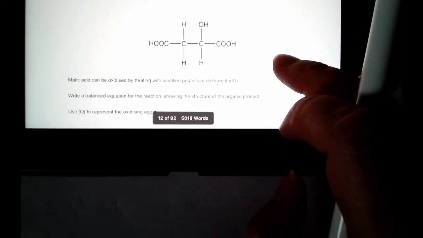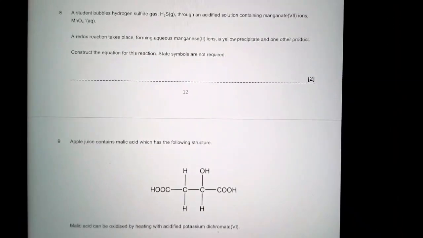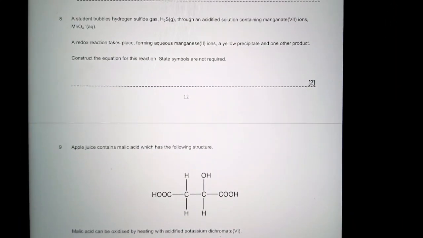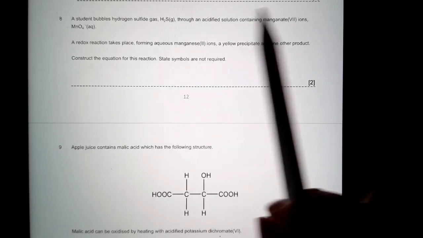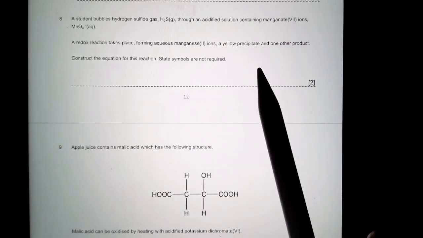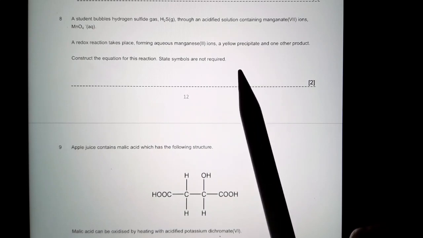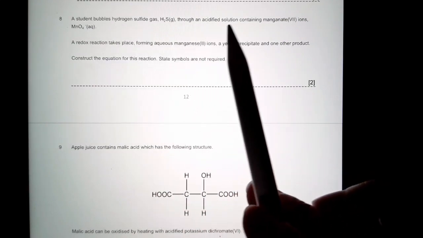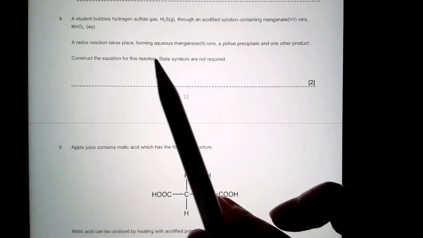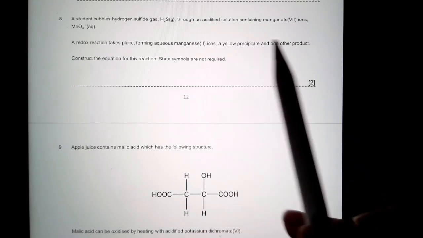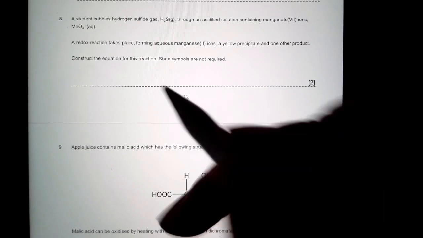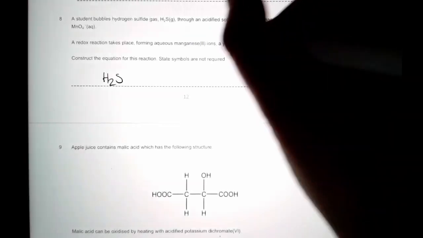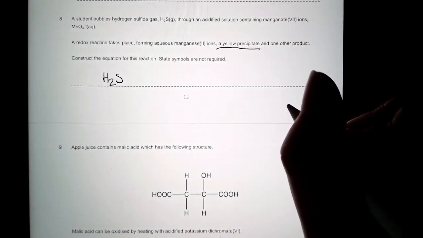There's another one down here. Where you can use this again. You're asked to write an equation. It gives you the information at the top, and you can do it in one of 2 ways. You can do it using oxidation numbers, you can do it using half equations. I would again do it using half equations. So the student bubbles hydrogen sulfide gas through an acidified solution containing manganate ions. It forms aqueous manganese 2+, a yellow precipitate, and 1 other product. So if I start with my H2S, what's crucial here is that you understand this clue. A yellow precipitate means you are forming sulfur.